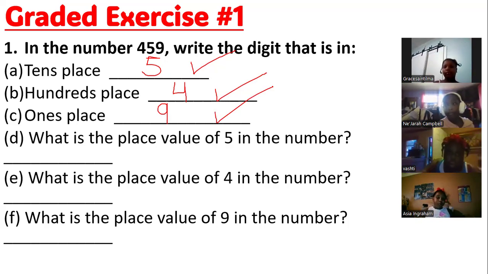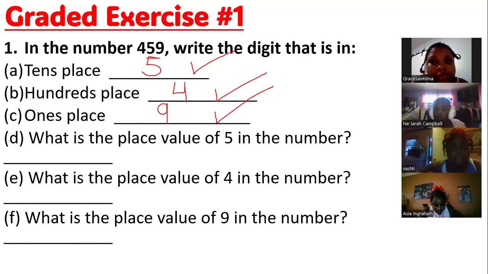Good job. I got everything. Very good. What is the place value of 5 in the number? The tens place. No, what's the place value? 5 tens. 50. 5 tens or 50. Very good, 50.